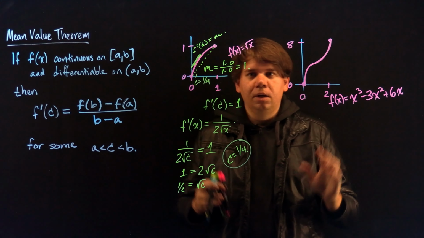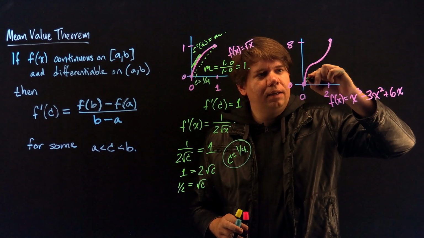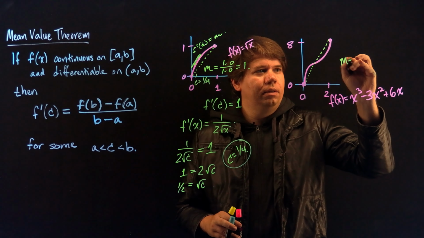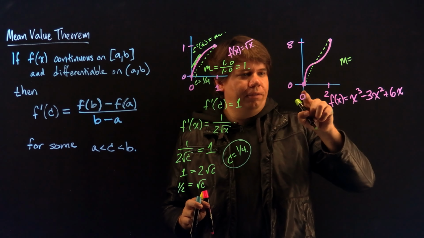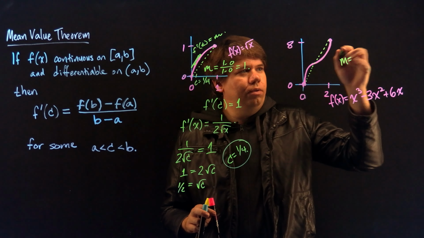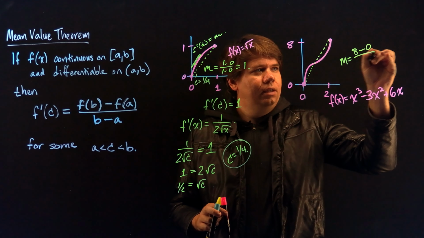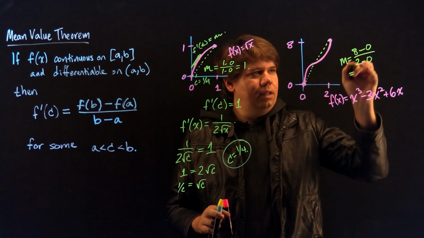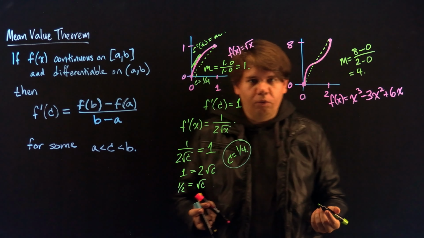Okay, what does the mean value theorem tell us? It says you can go ahead and calculate your average rate of change, this m. Let's go ahead and do that. M is f of b minus f of a, so the function at 2 is 8, minus the function at 0 is height 0, divided by b minus a, divided by 2 minus 0. Well, that's just 8 divided by 2, so that's just 4. So this average slope is 4.